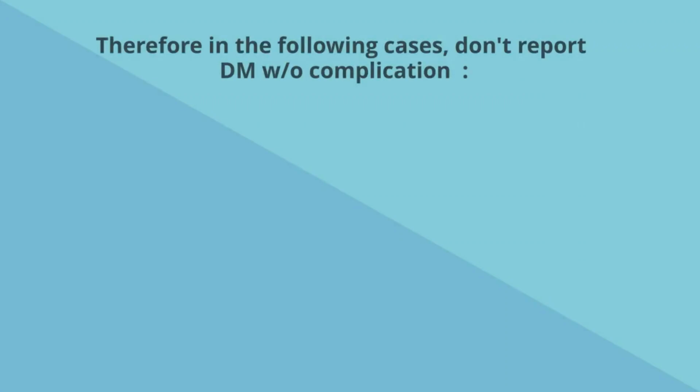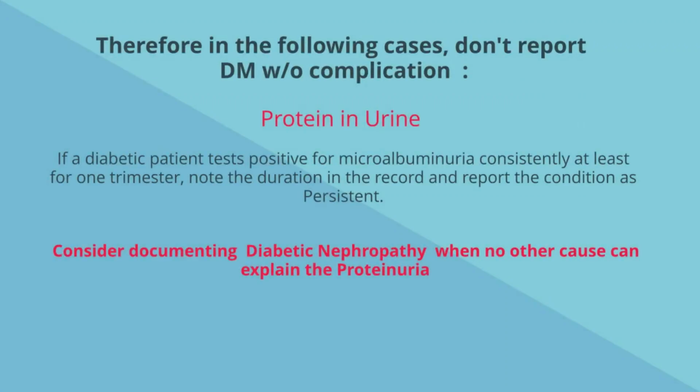If a diabetic patient tests positive for microalbuminuria consistently for at least 3 months, note the duration in the record and report the condition as persistent. Doing so establishes microalbuminuria as an early diabetic renal complication rather than a simple clinical finding of proteinuria. Consider documenting diabetic nephropathy when no other cause can explain the proteinuria.